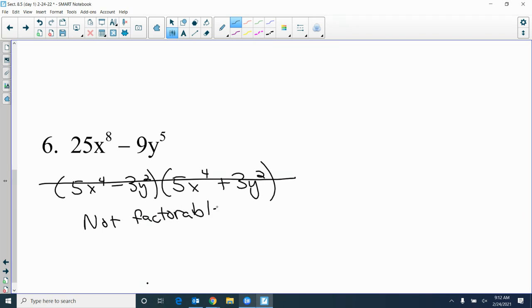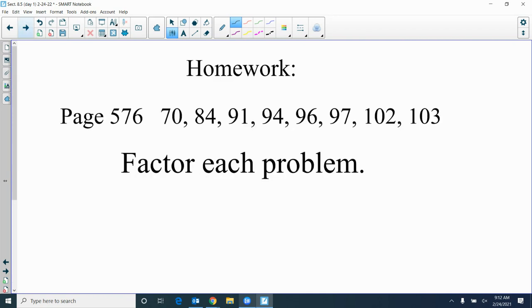Every now and then we come into something that's not factorable, because you can't write the exact same thing twice. Other than difference of squares, there's really nothing new. You got 1, 2, 3, 4, 5, 6, 7, 8 problems. That's not too bad.